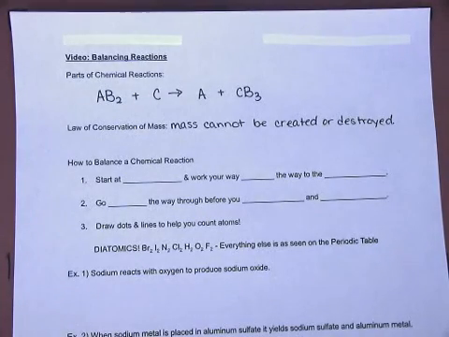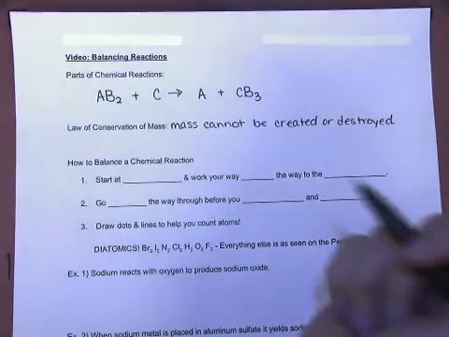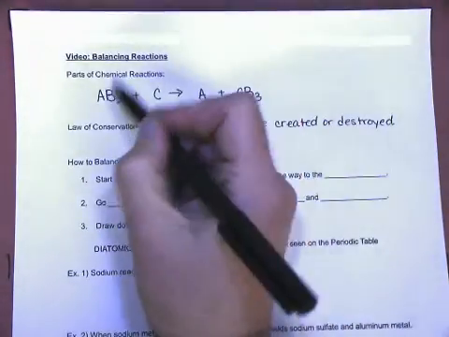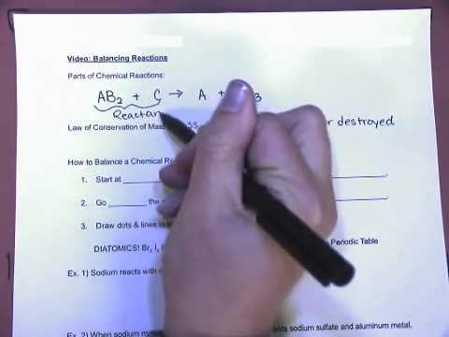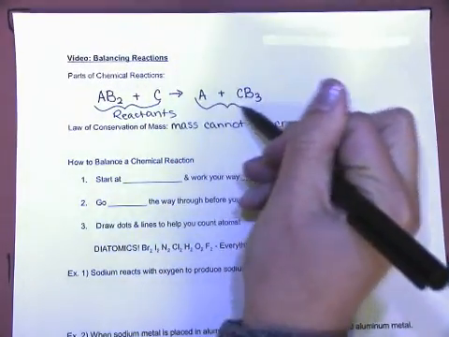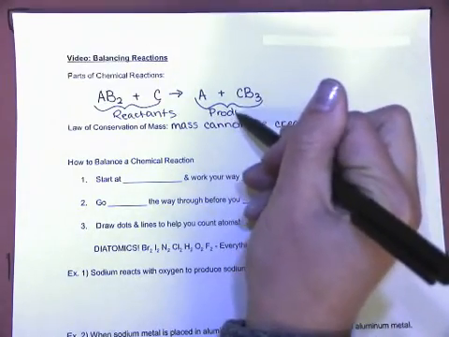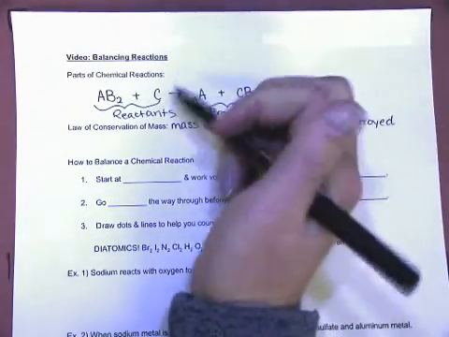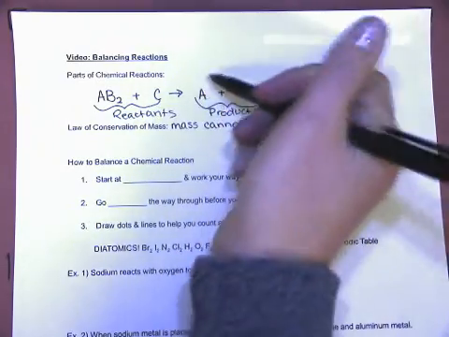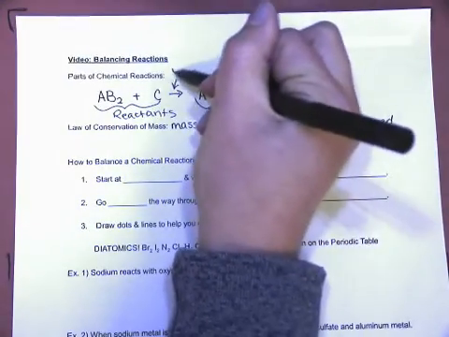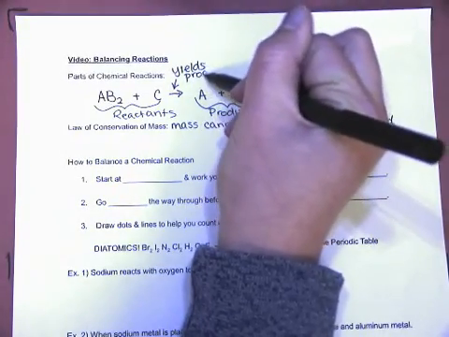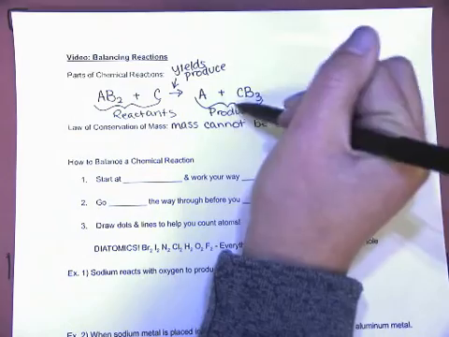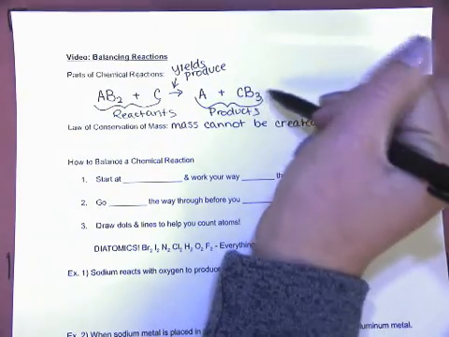This video is on balancing reactions. Before we can balance reactions, we need to know the parts of a chemical reaction. On the left, we have reactants. And on the right, we have the products. Now, reactants react together. There's an arrow, which means yields or produce. And then they produce products.